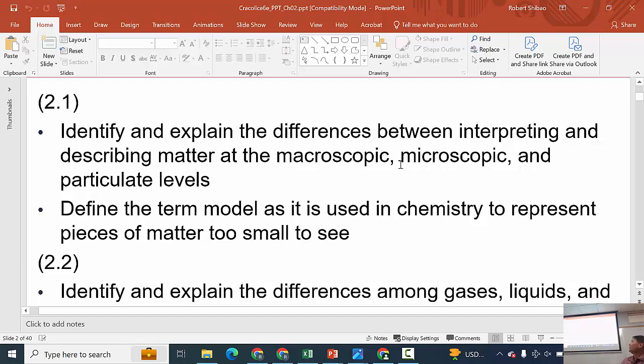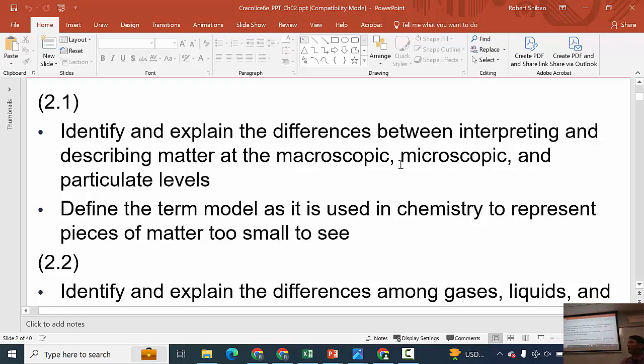Okay, so first one, identify and explain the differences between interpreting and describing matter. There are different ways we can describe matter, but normally when a chemist thinks about matter, we can see it here, or sometimes we can't really see it, like the air in this room. Can you see it? No, but it's there. There are other ways to detect it.